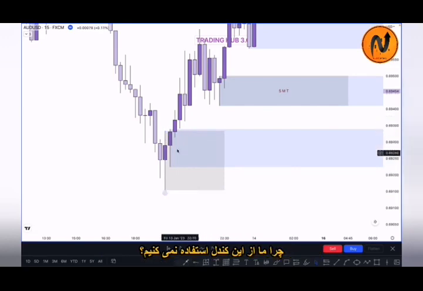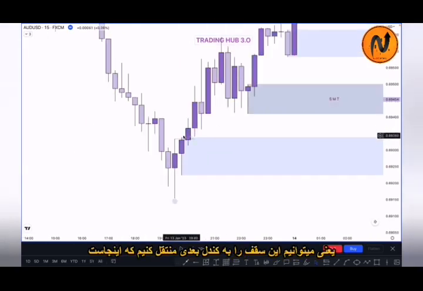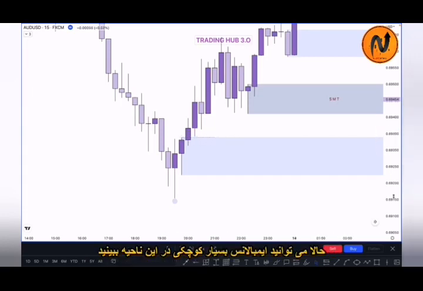But why are we not using this one? Because this candle is not a proper imbalance. Okay, the next candle just sweeps this one, and the third candle closes over it. It means we can carry this high forward to the next candle, which is here, and now you can see a very minor imbalance is available here, right?